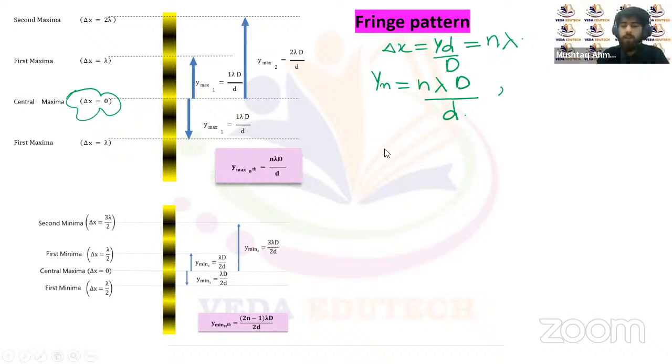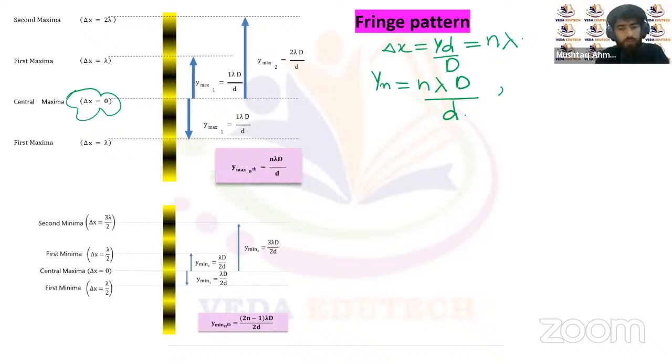In that case, the bright spot will occur at the center of this screen, right? Similarly, there will be destructive interference also. So this is a condition of constructive interference where the bright fringe will occur, right? For the destructive interference, the dark fringe will occur or the minima will occur, right?